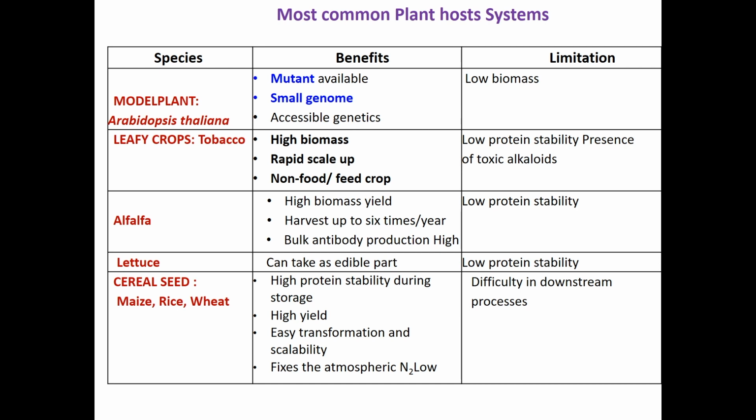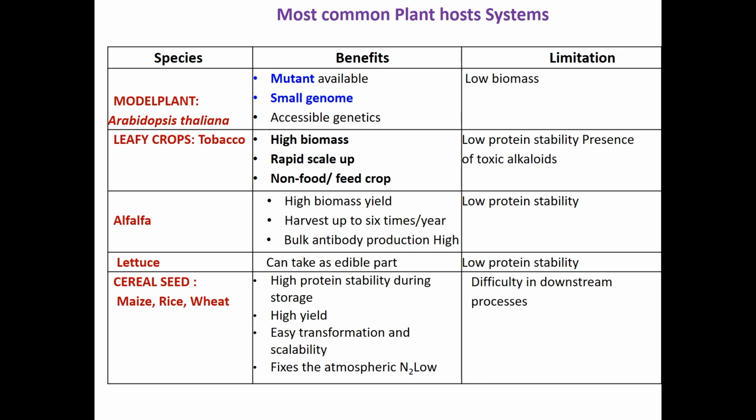So here we need to choose alfalfa for production of a protein which has high stability only. That is the way we can decide and select a particular plant system for production of good protein with low cost of production. Then only can we supply to the commercial firm at a reasonable price.